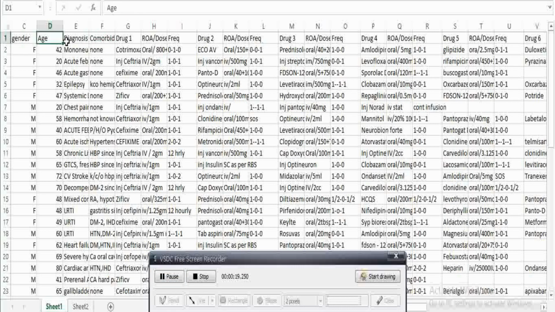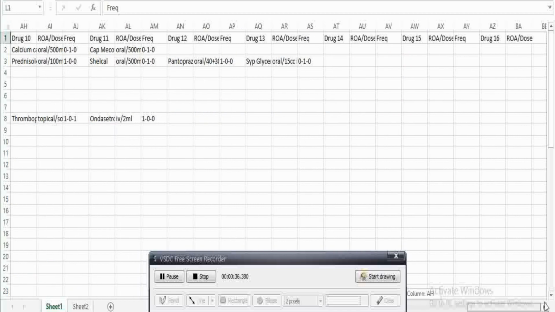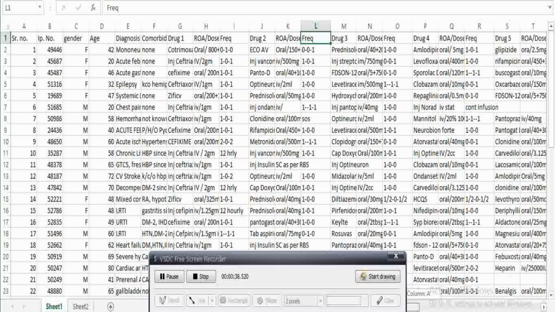So here is gender, age, diagnosis, comorbidities, drug 1 with route of administration, dosage and frequency, followed by the second drug in the prescription, its route of administration, dosage and its frequency. Like that I did for each and every prescription and each and every drug. I wrote it down this way.